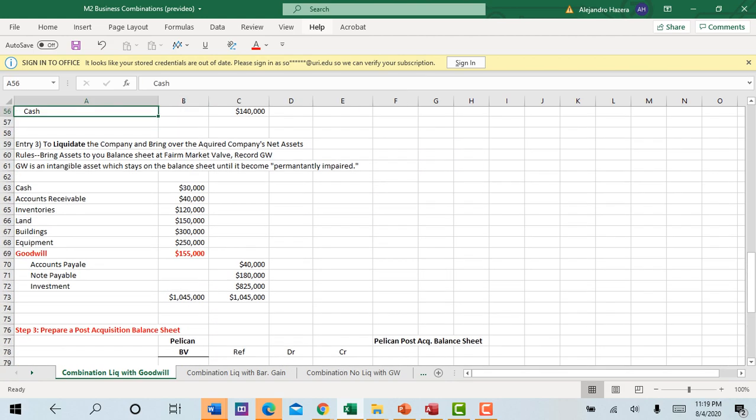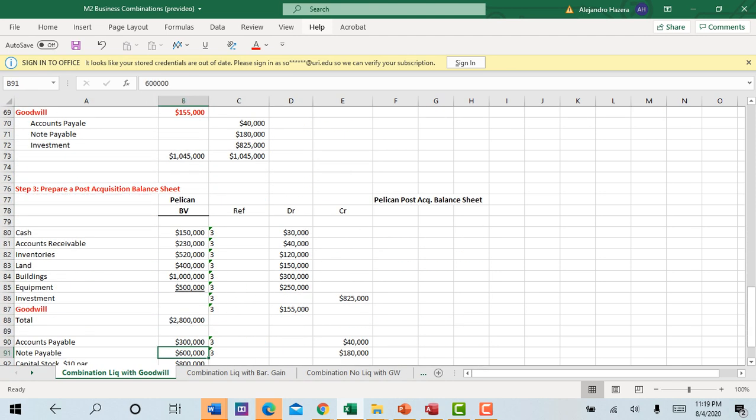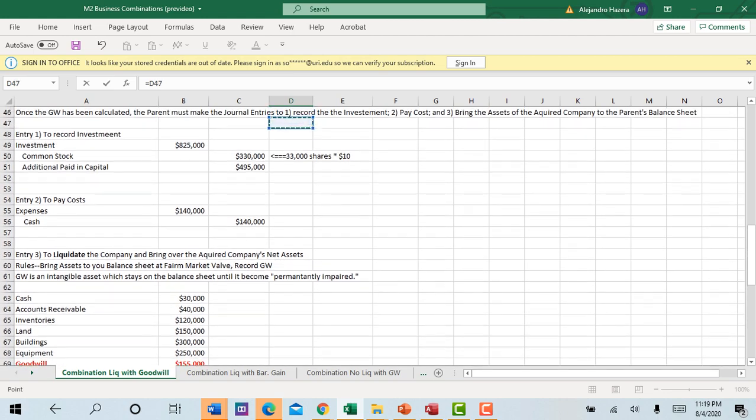The other 2 entries are very short. The first one, I could have done this one first actually, but I wanted to get the long one done. In number 1, I've got a debit to the investment for $825. So I'll just put here 1, 3. That's a debit to the investment for $825.